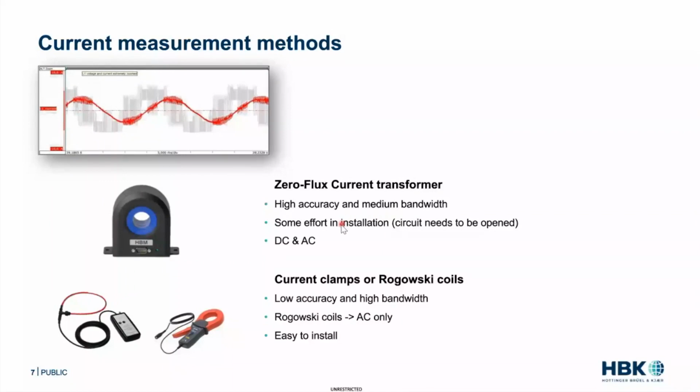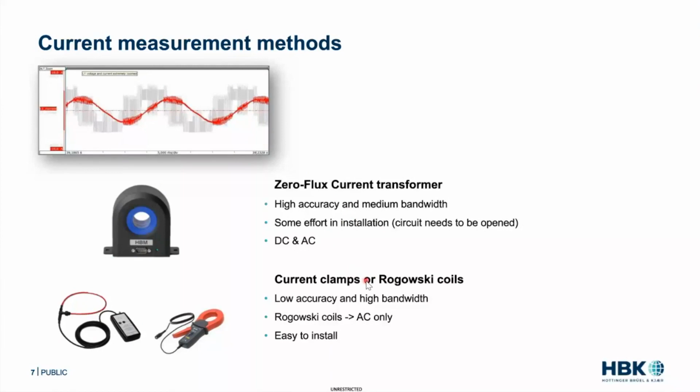There's some effort to install these. You can't break that donut, so you actually have to disconnect the cable and run it through it. But that's at the price of accuracy. It's extremely accurate, and these zero flux sensors handle DC and AC. So that's really nice because you get the high accuracy on the DC and the AC with the same sensor. So these are the ones we usually advise for performance and efficiency calculations.